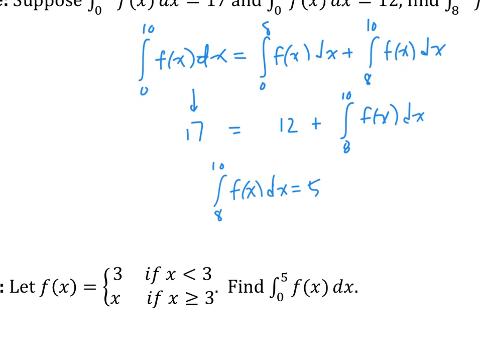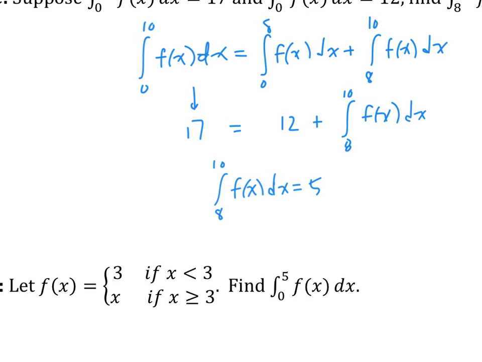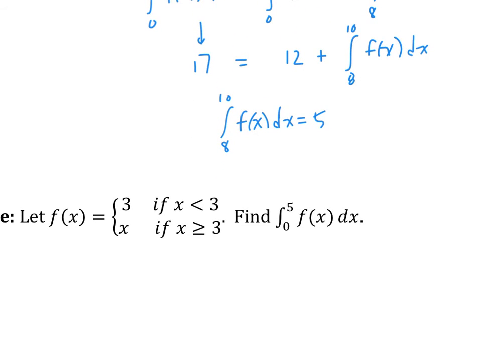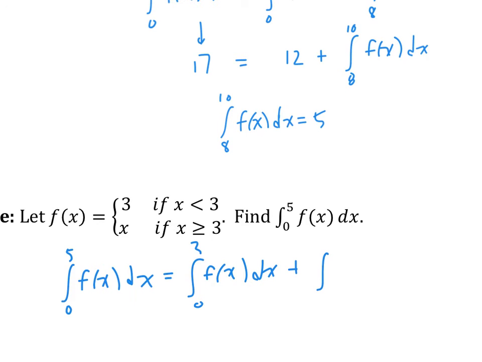Find the integral from 0 to 5, and you have a piecewise function. So split it up. From 0 to 5, it splits at 3, so this integral from 0 to 5 is the same as saying from 0 to 3, and then from 3 to 5. Can we say 3 even though it's not at 3? Yes, because this is a finite number of jump discontinuities.